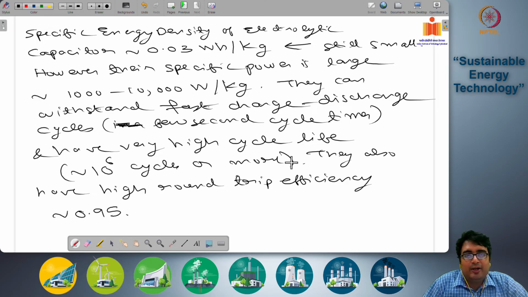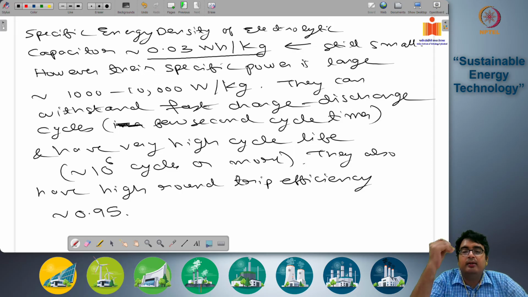So let us understand all of these ideas together. So the specific energy density of an electrolytic capacitor is still small, about 0.03 watt hour per kg. So despite the increase in capacitance, it doesn't increase the energy density significantly, and we will see why in a little bit. But still, it is better than a traditional capacitor. So small amounts of energy can be stored.